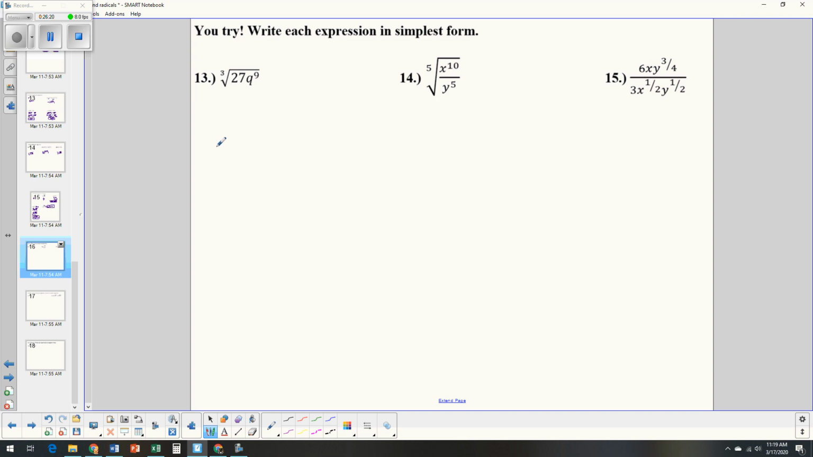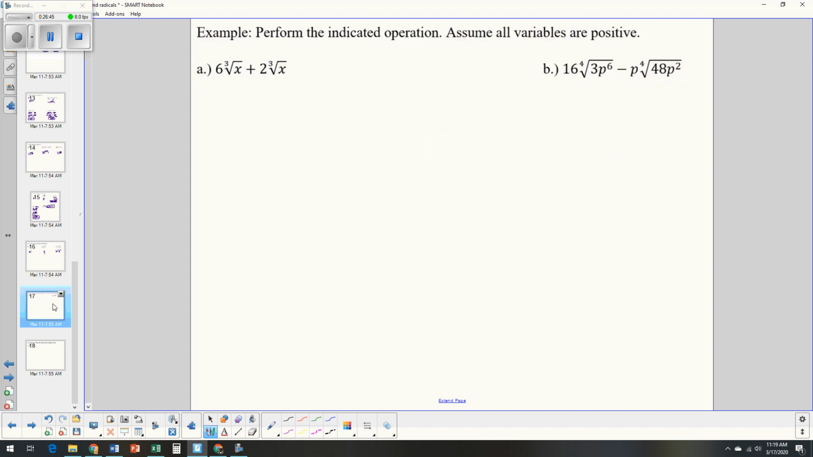So if you're unpausing, we should get 3q to the third. For 14, I should get x squared over y. And for 15, I should get 2x to the 1/2, y to the 1/4. All right, almost done.